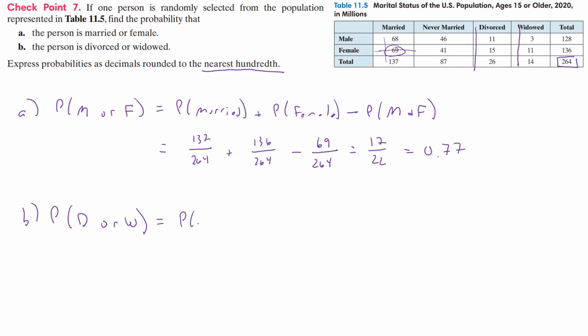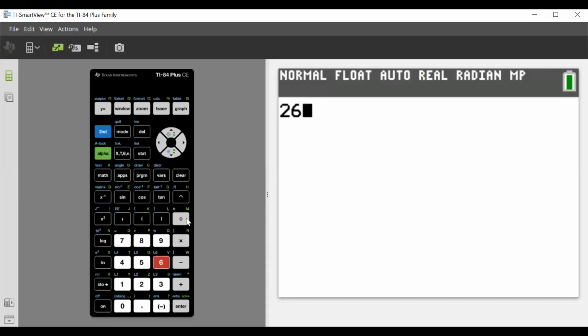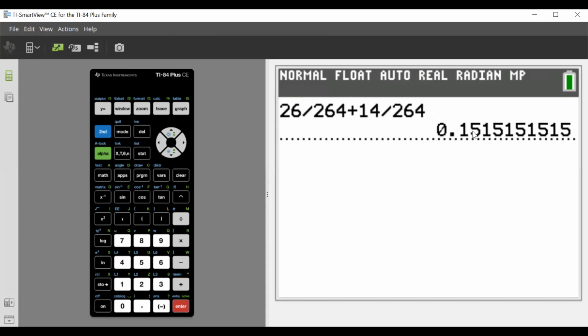So that means it's the probability of divorced plus the probability of widowed, which is going to give us what? Well, the probability of divorced is going to be 26 out of 264, plus the probability of widowed is going to be 14 out of 264. And that's going to give us what? Let's go back to our calculator. We'll say 26 divided by 264 plus 14 divided by 264. And that gives us 0.15. So that's the value they want for the decimal.